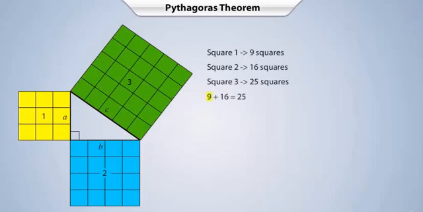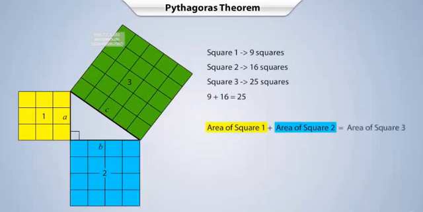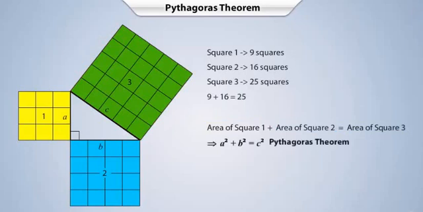We know that 9 plus 16 is equal to 25. In other words, area of square 1 plus area of square 2 is equal to area of square 3. As the area of a square is the square of its sides, we get a square plus b square is equal to c square. This is known as the Pythagoras Theorem.